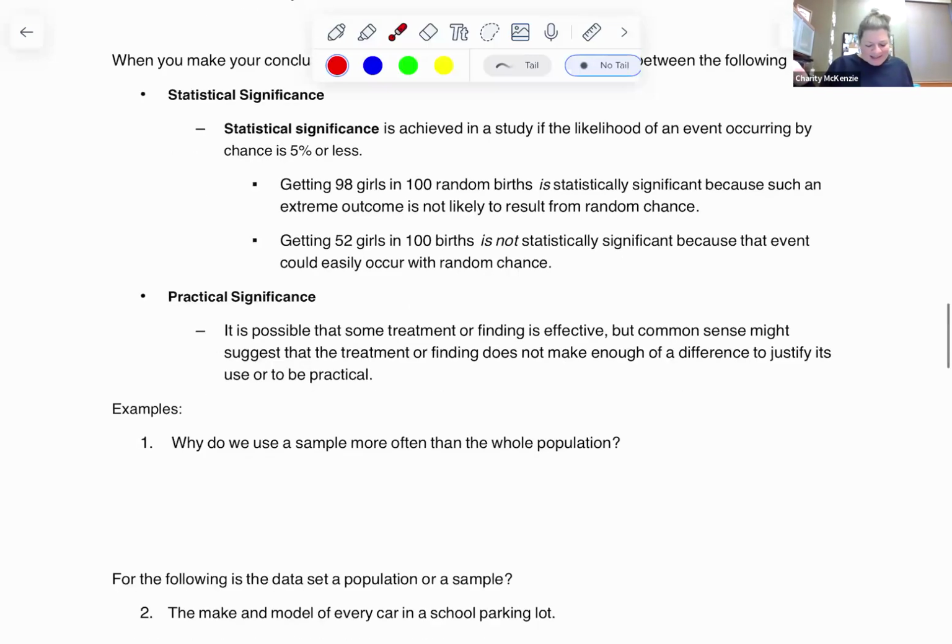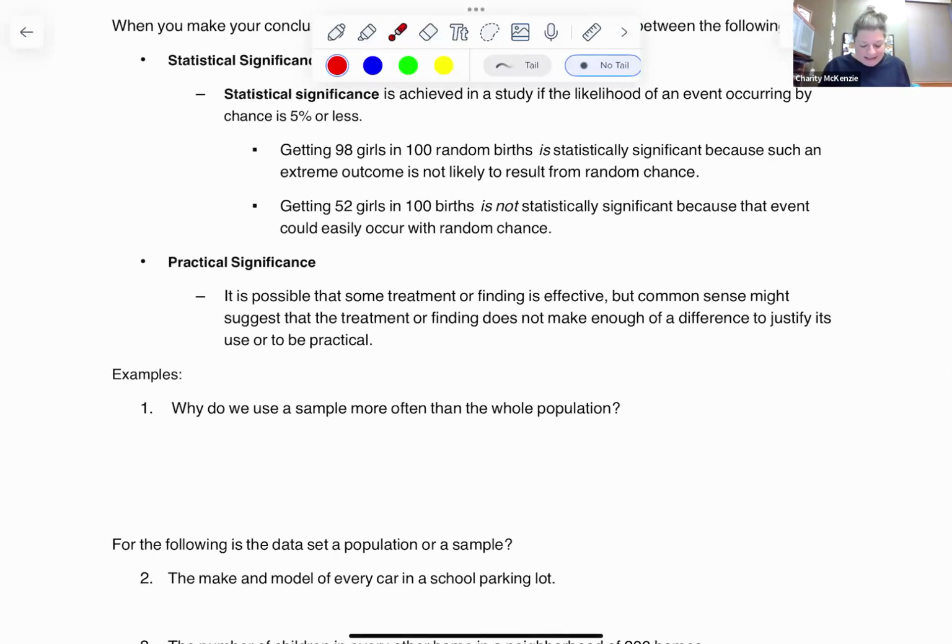Okay, practical significance is a little bit different. It is possible that some treatment is effective, but common sense might suggest that that treatment or finding does not make enough of a difference to justify it. Practical significance is like, I gave you this, but it's really not showing that big of a difference. So common sense suggests that it doesn't make enough of a difference to justify it.